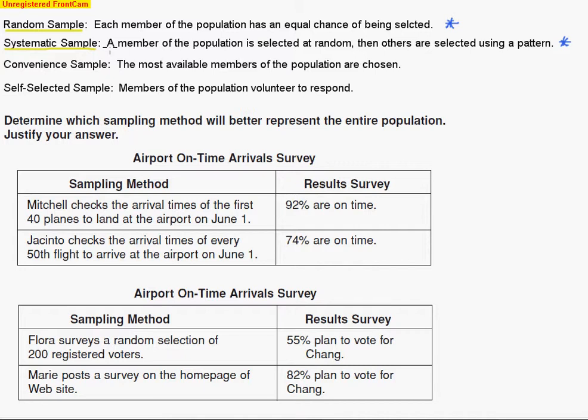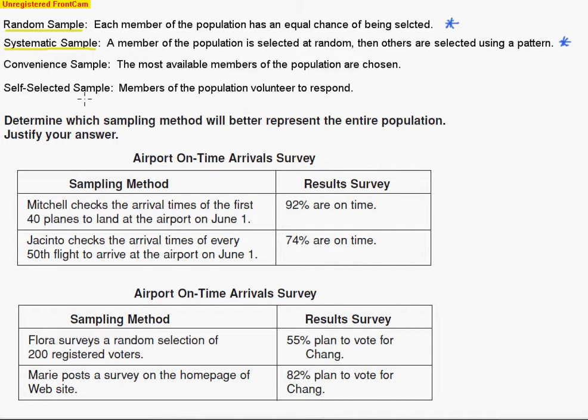And self-selected sample, again, is one that's not as good at giving you information about a topic, because members of the population get to choose whether they want to respond to your survey or not. And so that's what we're looking for. We're trying to figure out which type of sampling method they're using, and then figuring out which one's the better one to go by. So looking at the information they're giving us here, we are asked, Mitchell checks the arrival time of the first 40 planes to land at the airport on June 1st, and his results, 92% are on time. Well, is this a random sample, a systematic sample, convenience, or self-selected?